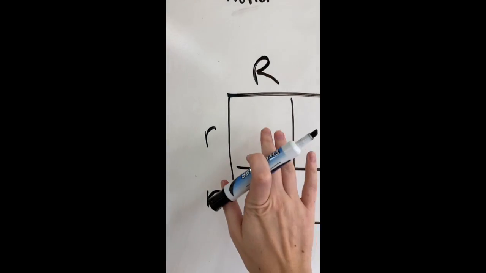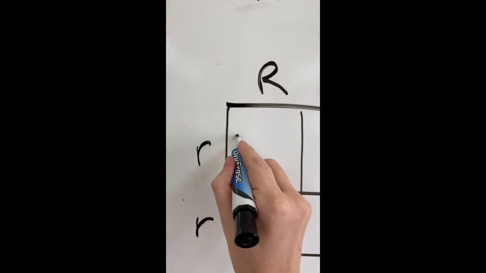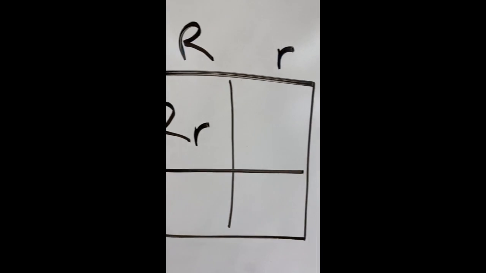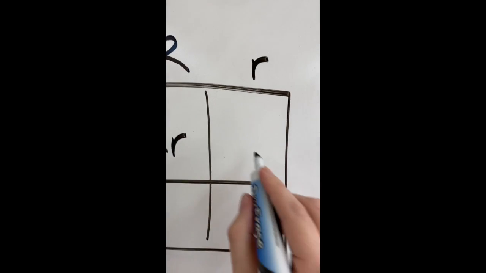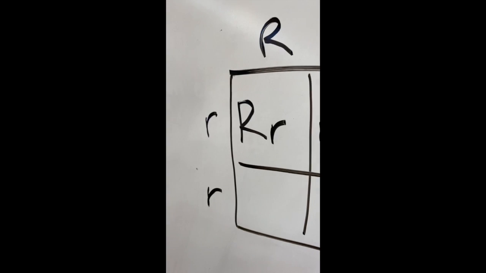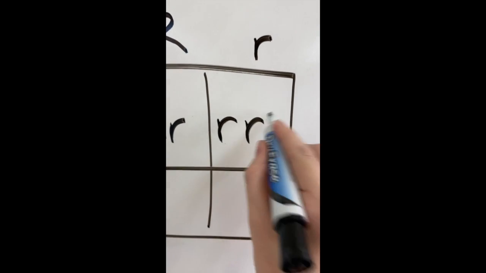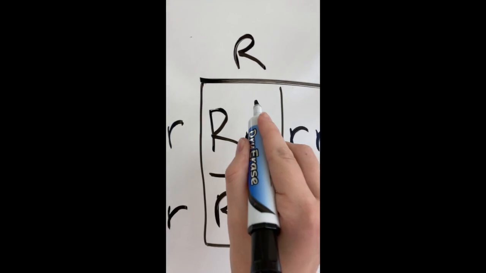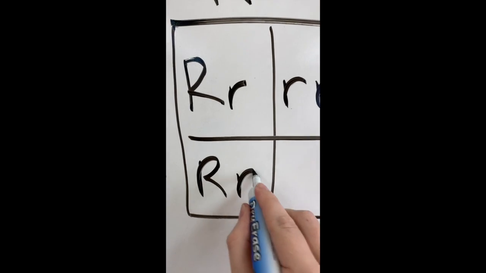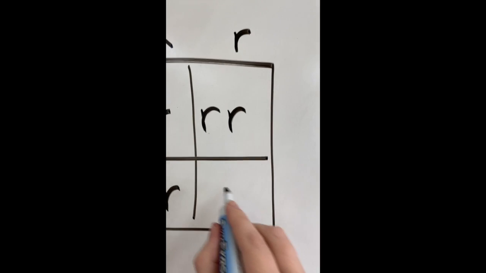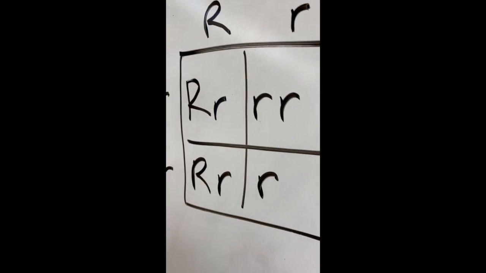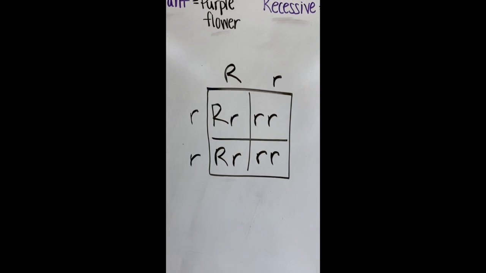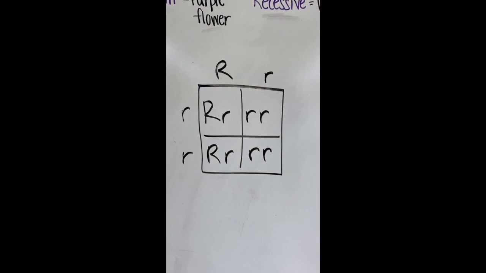All right, starting in box number 1, we look up, we've got a big R, look to the left, lowercase r. Moving on, look up, we've got a lowercase r, look to the left, lowercase r. We've got an uppercase R up here, and to the left, we've got a lowercase r. Look up, lowercase r, look to the left, lowercase r.